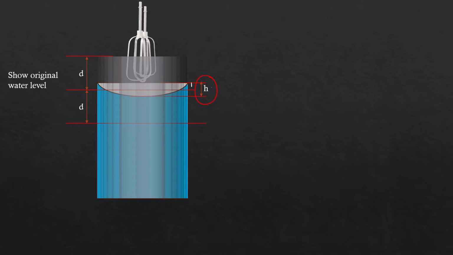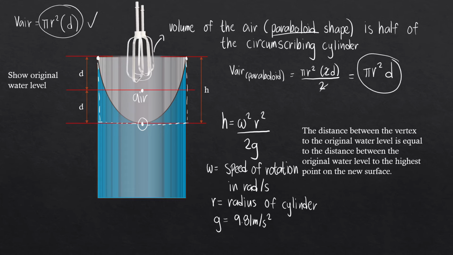And so if this distance is, let's say, A, then this distance must also be A, because this was the original water level, and so from the vertex up to here, that's going to be the same distance from the highest point, which is aligned to this one, up to the original water level. So these distances are equal. And so try to remember this concept. Now let me just erase this.